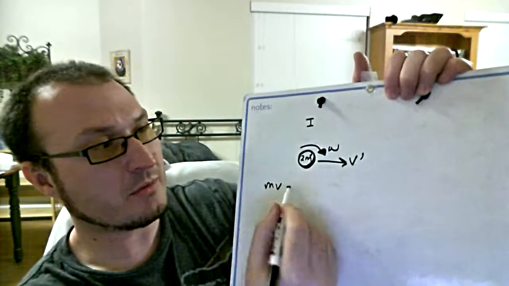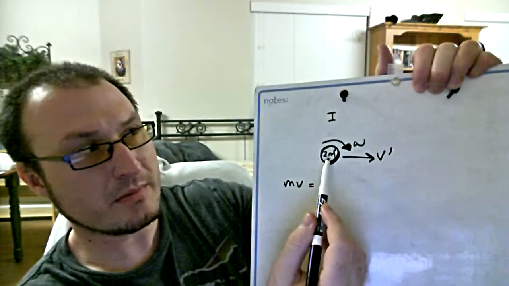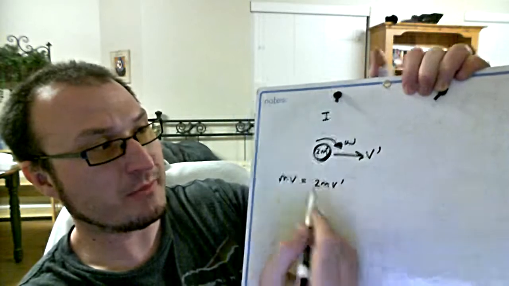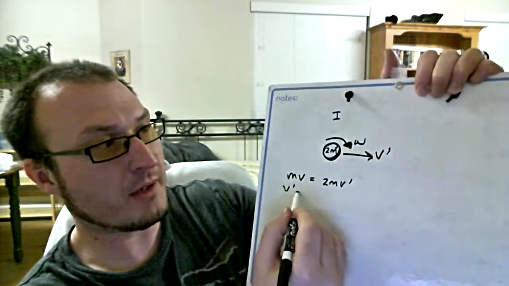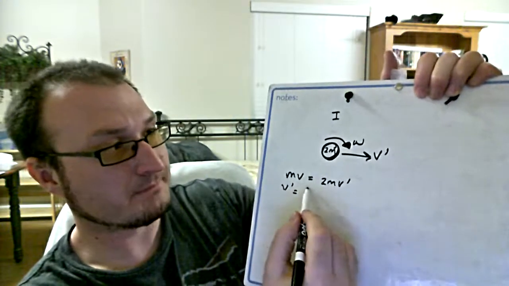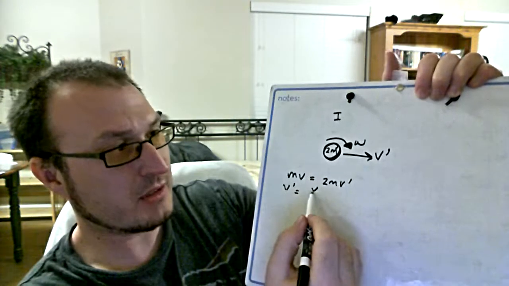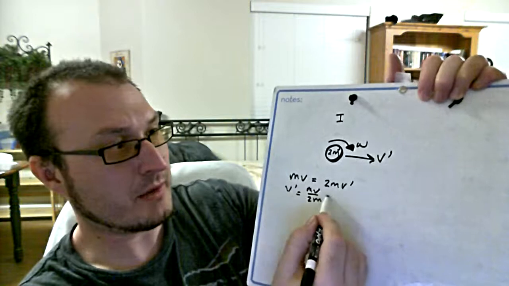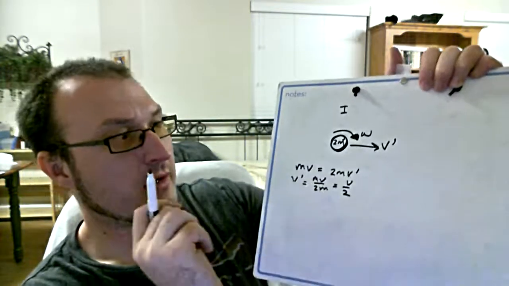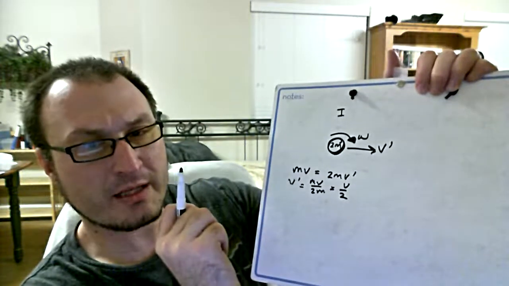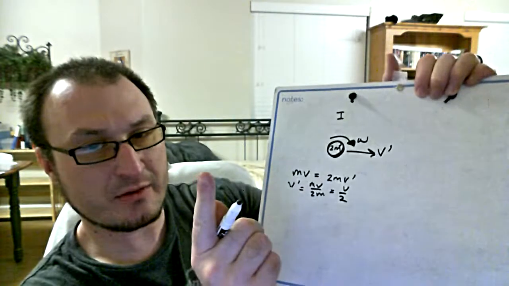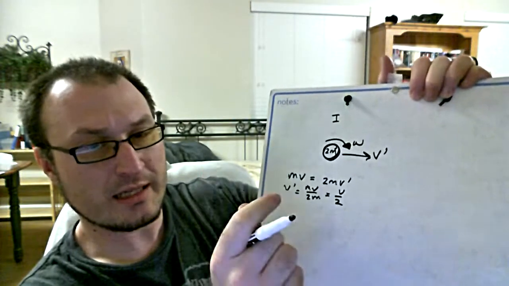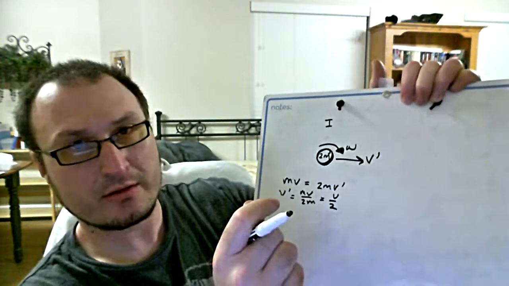That is my initial linear momentum, and it is equal to my final linear momentum: this mass, which is 2m, multiplied by v prime. Real quick, v prime pops out of that. It's mv over 2m equals v over 2. So v over 2 is my transverse velocity of the center of mass. It is the transverse velocity of the skater as well.